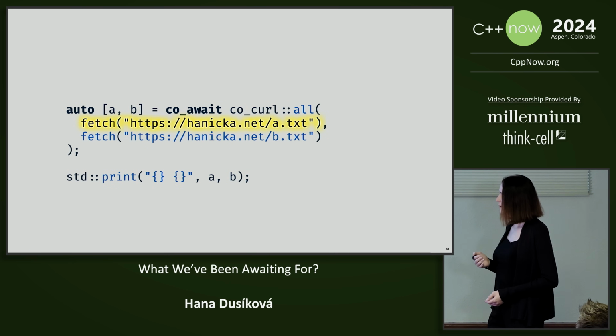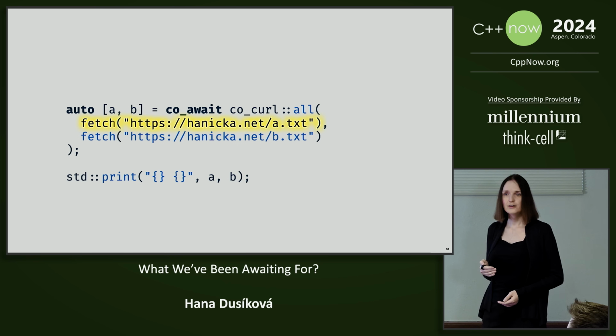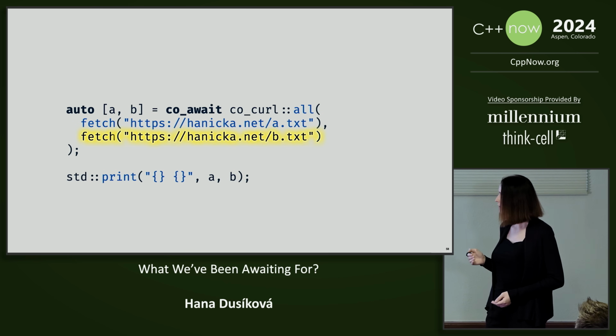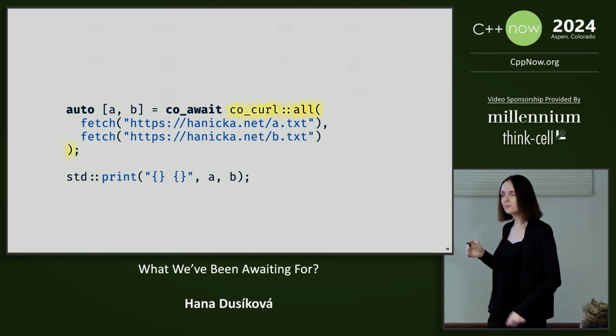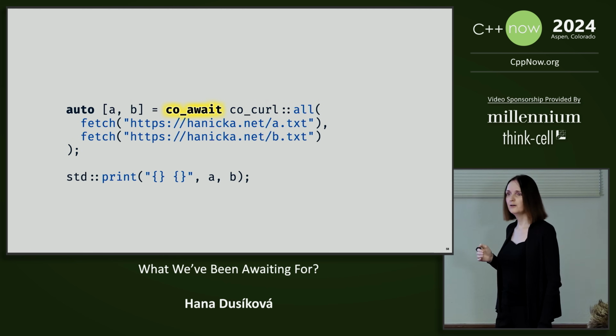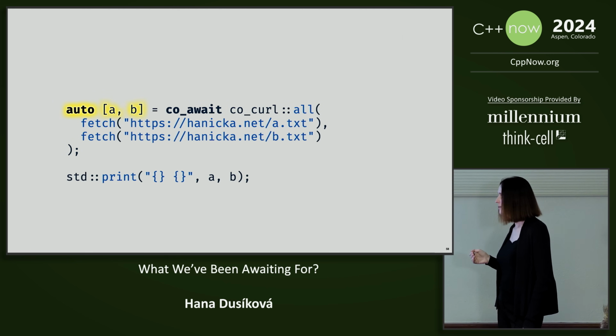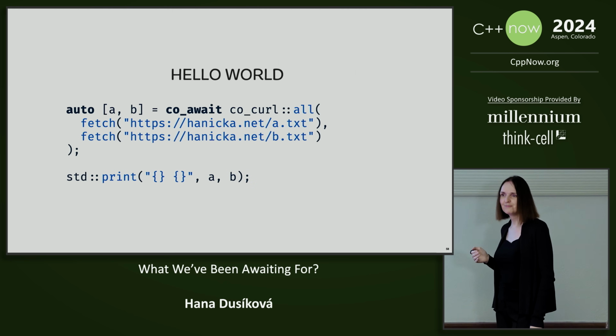So everything together. You can fetch this file and this file, wrap them into one big promise, co_await on it, do structured binding, and print the result. And it will print hello world.